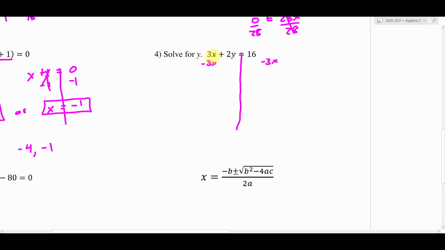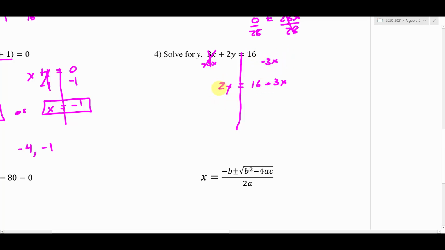Okay, and I'll just work left to right, so they cancel. All that's left is 2y. And then here we have 16 minus 3x. Now remember, these are not like terms. Do not actually try to subtract those, okay? You can't. One has an x and one does not. So you cannot actually add or subtract these, so don't try.